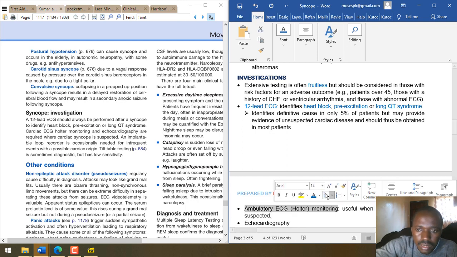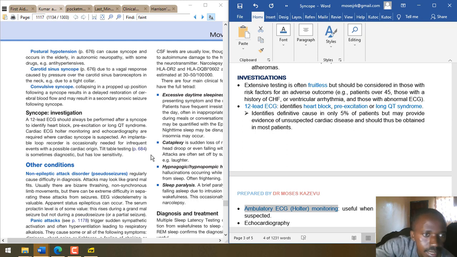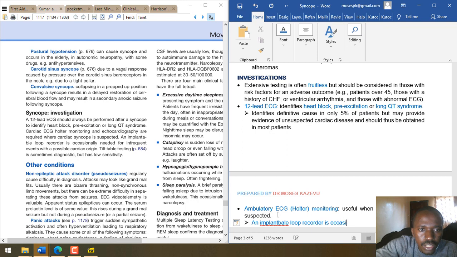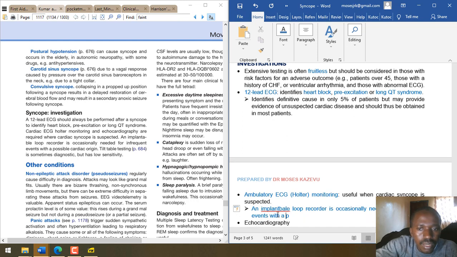All right, and an implantable loop recorder is occasionally needed for infrequent events with a possible cardiac origin. Okay, so that we can put that as a point.